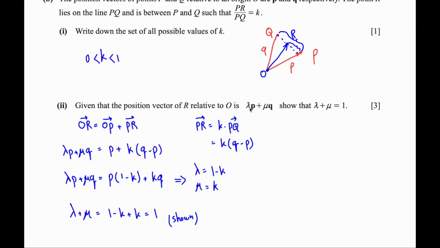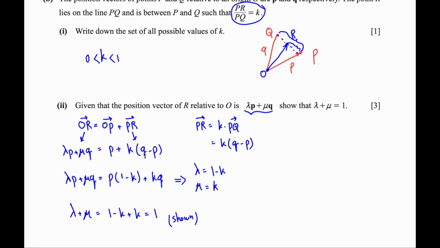So from what I'm given right here, I can replace OR with lambda p plus mu q, and then OP, which is basically p, and PR is what I could find from this equation basically given to me. You make PR the subject of the equation, also knowing that PQ, if you want to go from P to Q, you have to go back to O, which is negative p, and then go to Q, which is positive q, and that's what I got here.